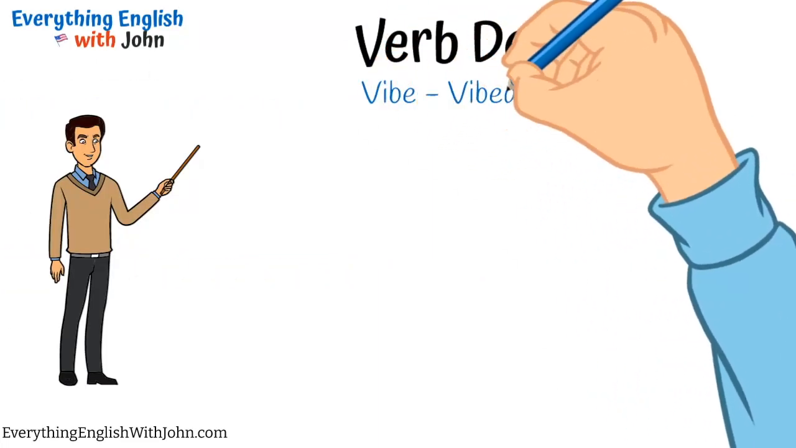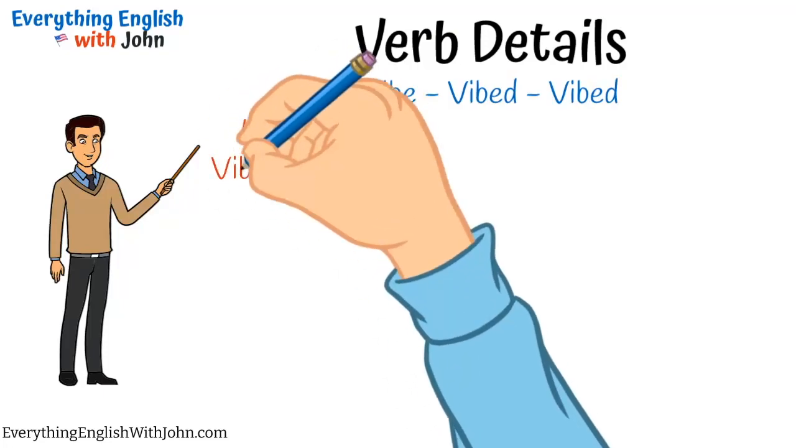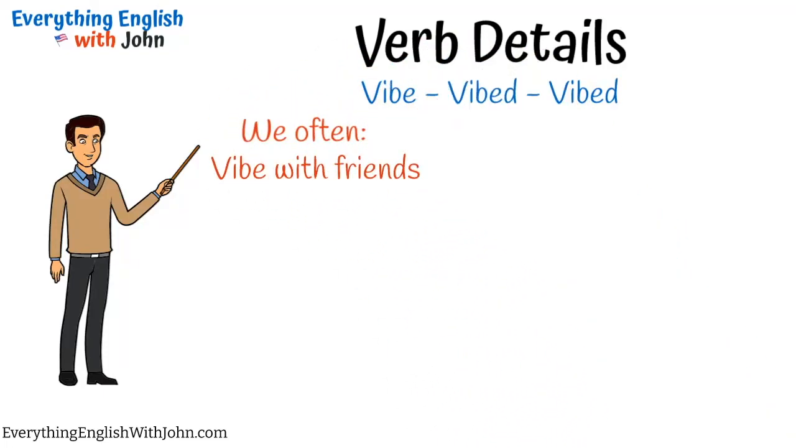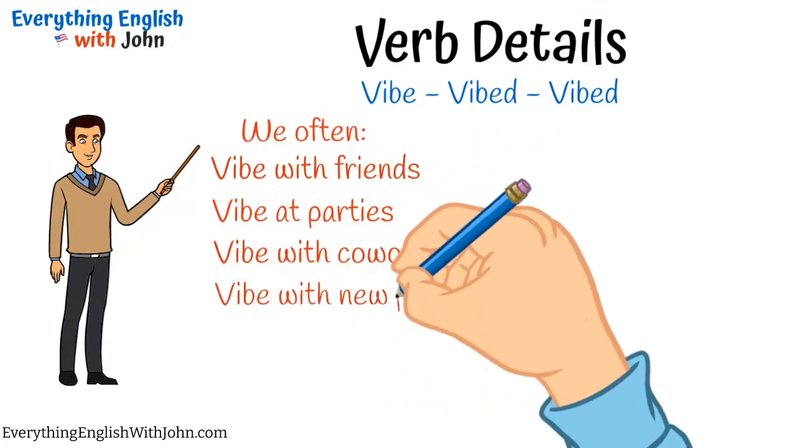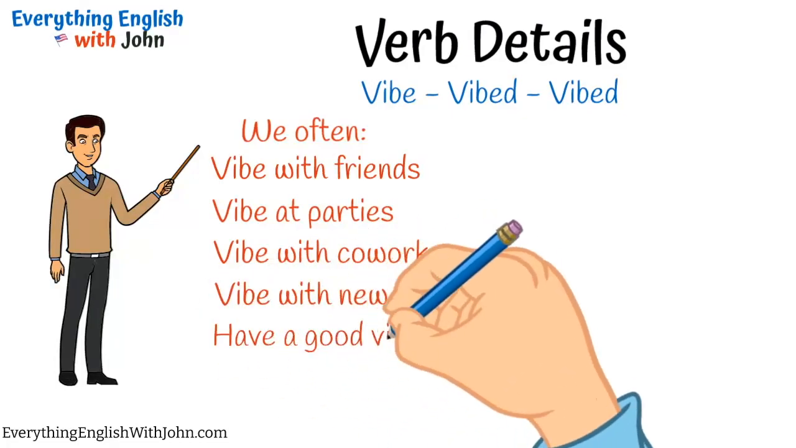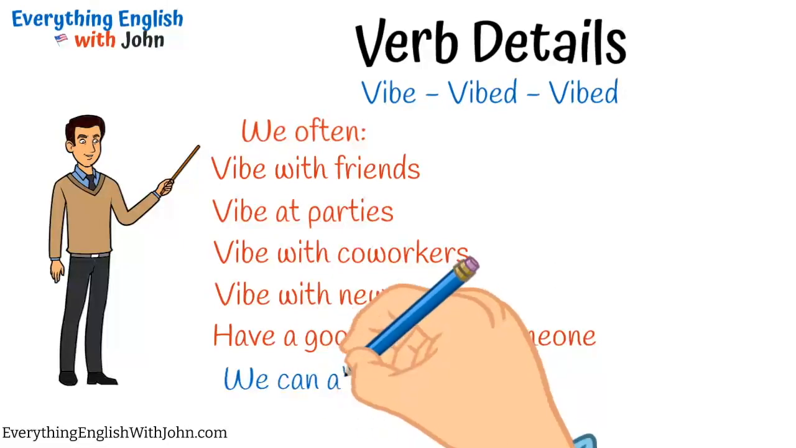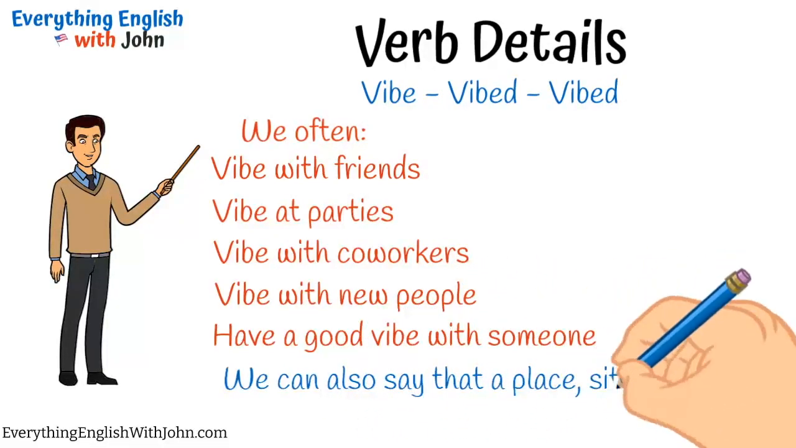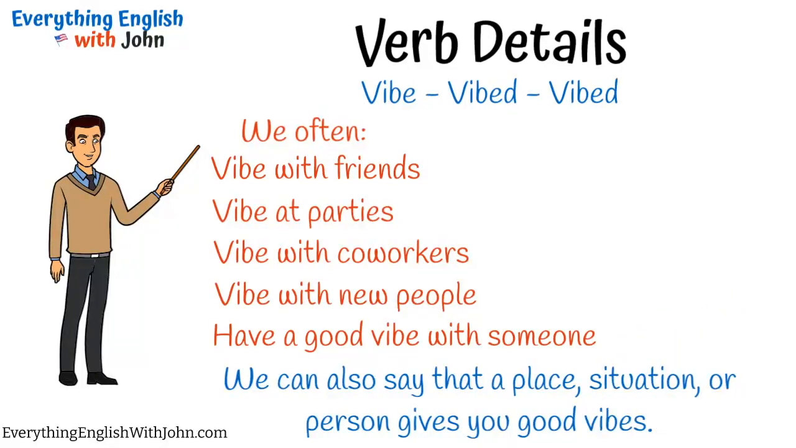Verb details. We often vibe with friends, vibe at parties, vibe with coworkers, vibe with new people, have a good vibe with someone. We can also say that a place, situation, or person gives you good vibes.